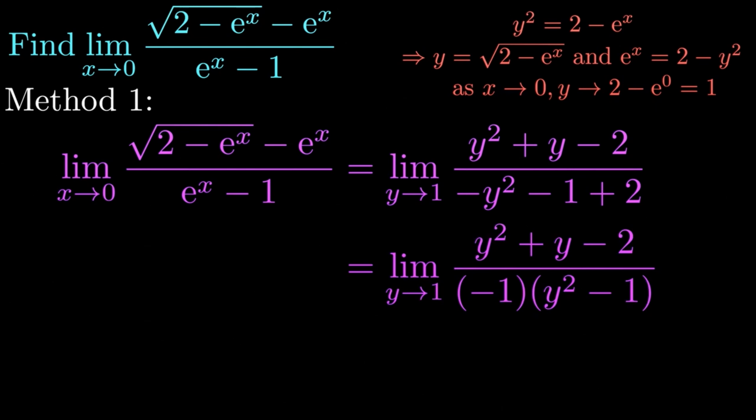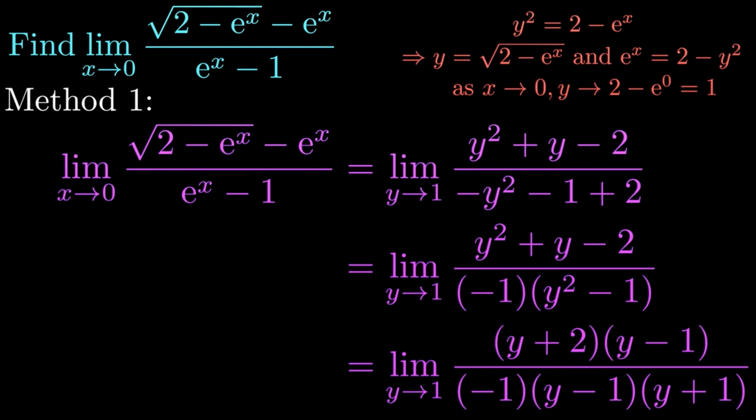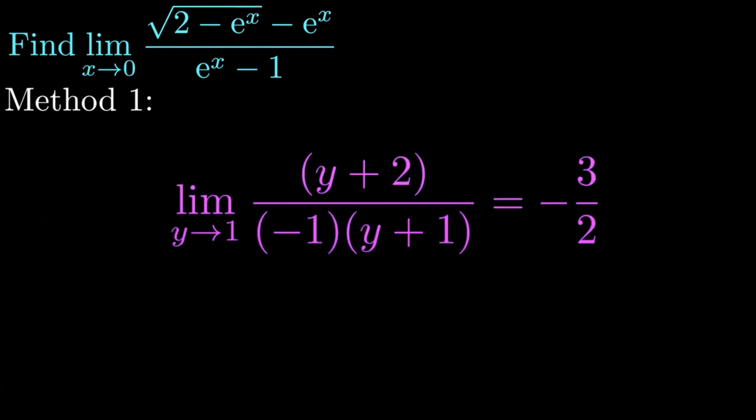Now we can actually factor a minus 1 out of the denominator and simplify it. So we have the limit as y approaches 1 of y squared plus y minus 2 divided by minus 1 multiplied by y squared minus 1. And notice that we can actually rewrite the numerator as y plus 2 multiplied by y minus 1. And we can rewrite the denominator now as minus 1 multiplied by y minus 1 multiplied by y plus 1. So we can now let y tend to 1 without worrying about dividing by 0. Doing so, we get a final answer of minus 3 divided by 2. So that's the answer for method 1.